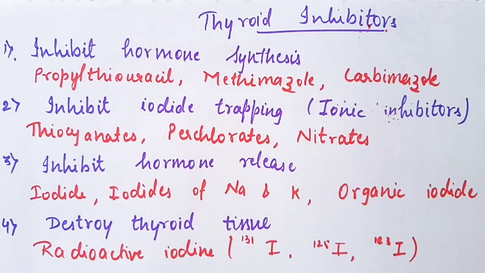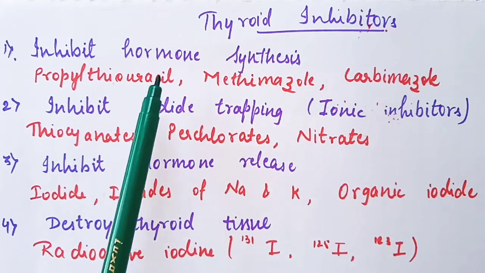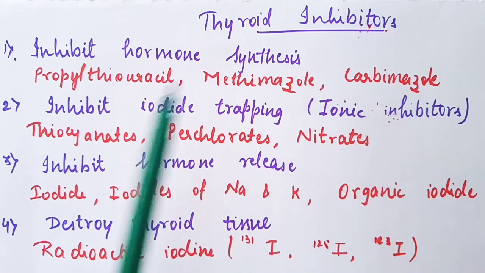When the levels of thyroid hormone in the body increase, that means they are responsible for various diseases like thyrotoxicosis and thyroid nodular goiter. So for inhibition of such diseases, we need to give thyroid inhibitors. So this is a classification of thyroid inhibitors. They inhibit the hormone synthesis: propylthiouracil, methimazole and carbimazole. They are also known as thioamides.